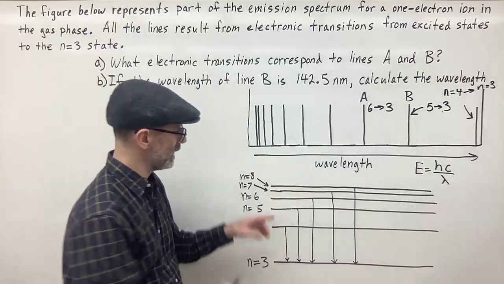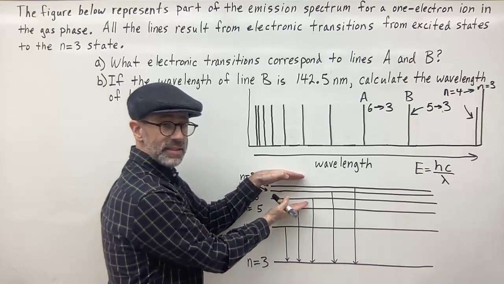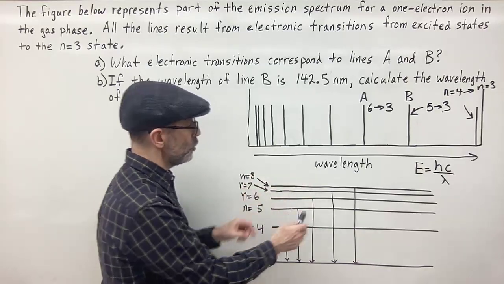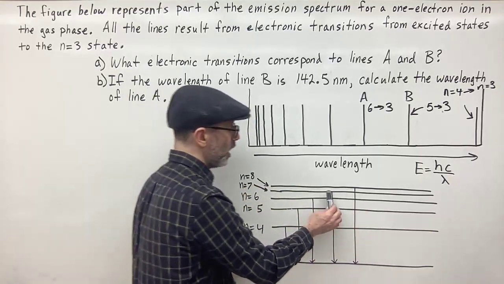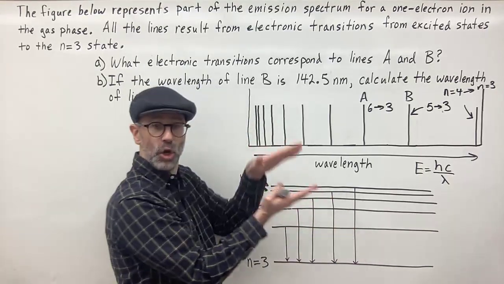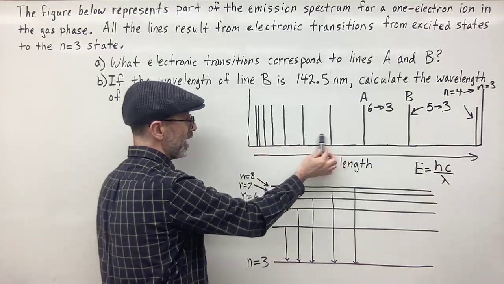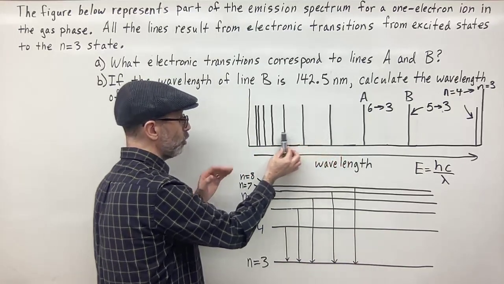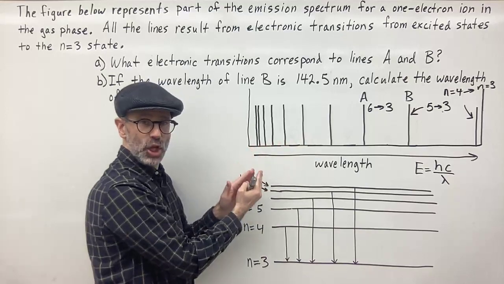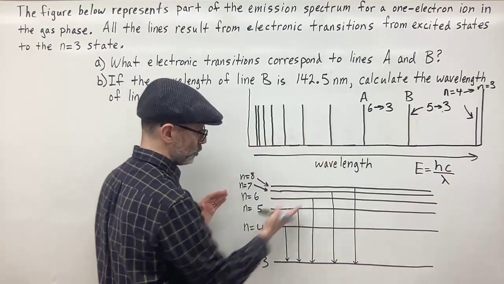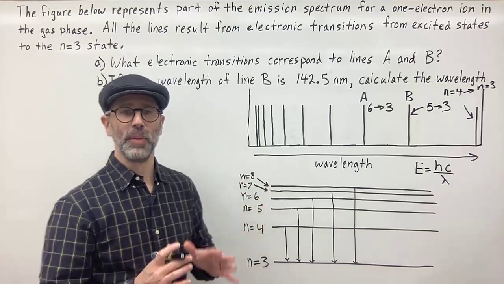Notice that as we go higher and higher, the spaces here are closer together, so the energy differences between successive transitions are closer together. And you can see that the bands are getting closer together, so the differences in wavelength are not as large. So this corresponds to this. I hope that's clear. That's the answer to part A.